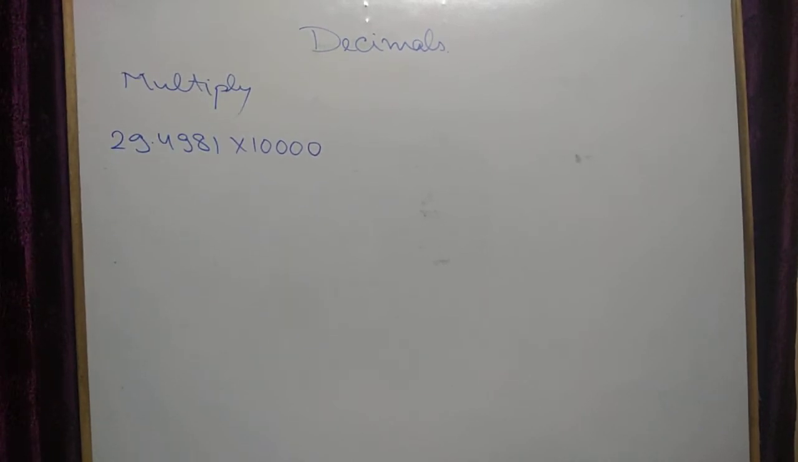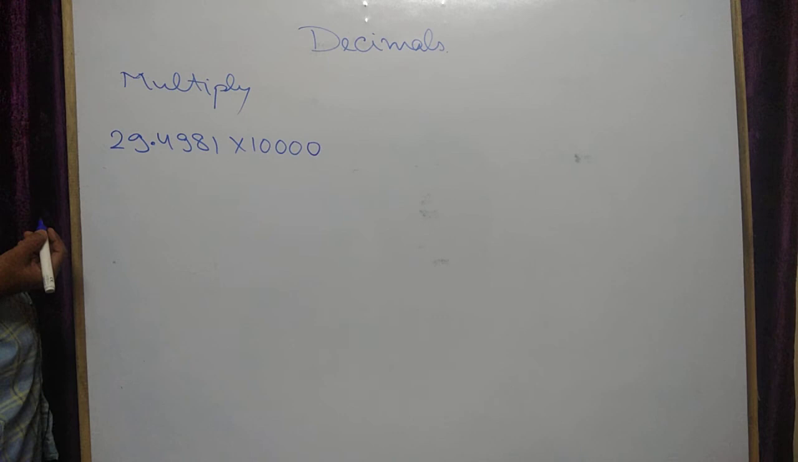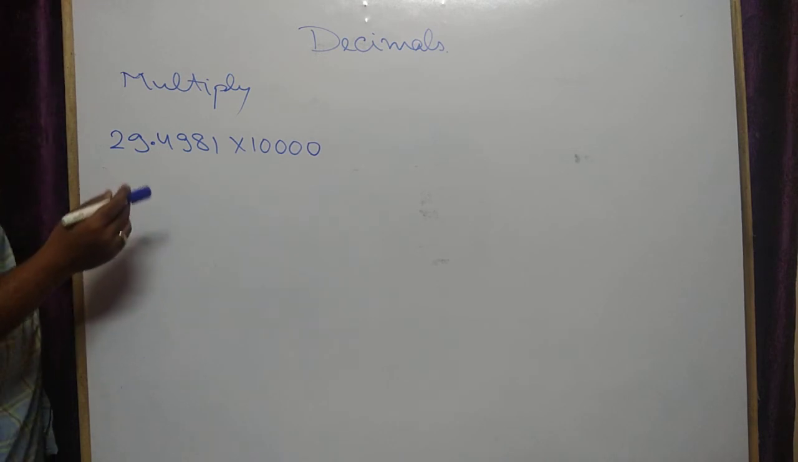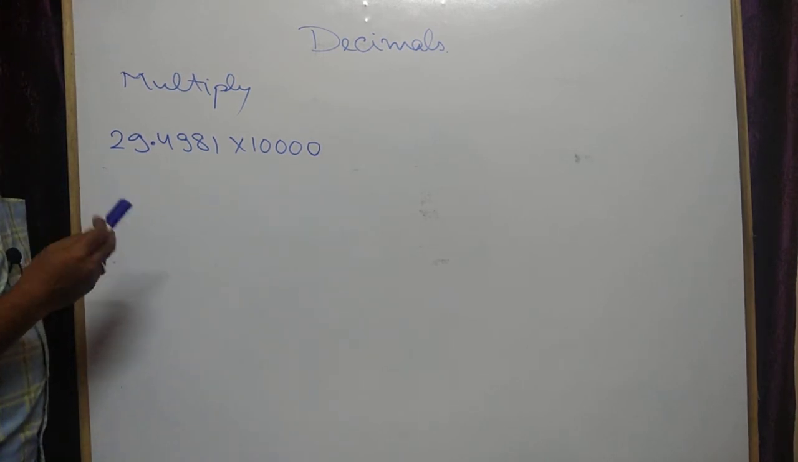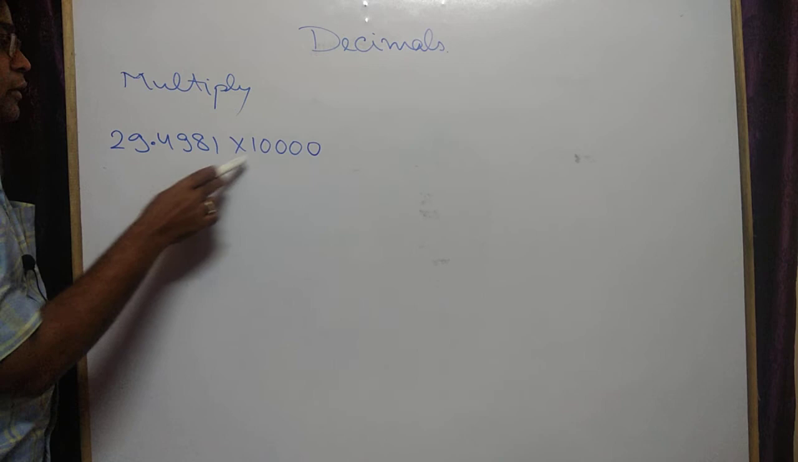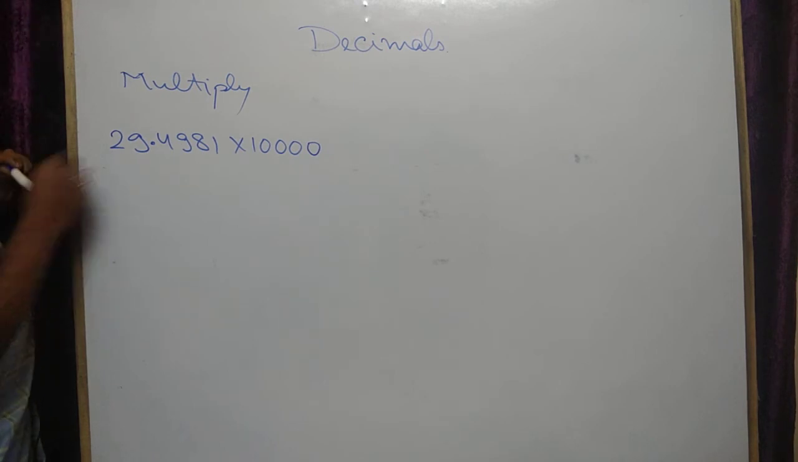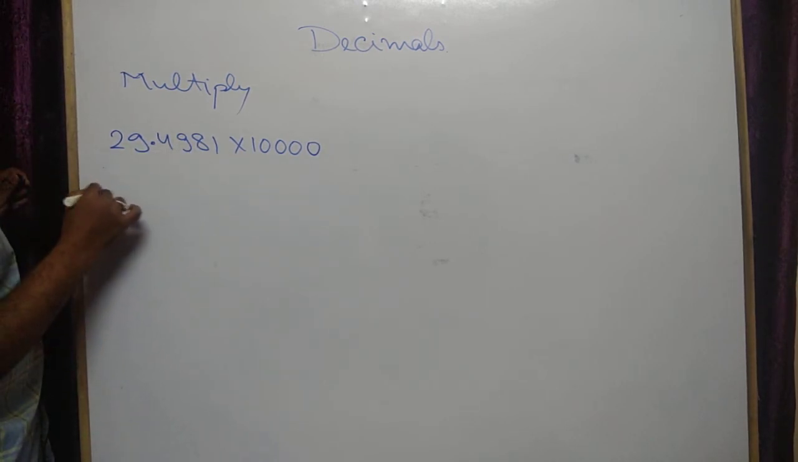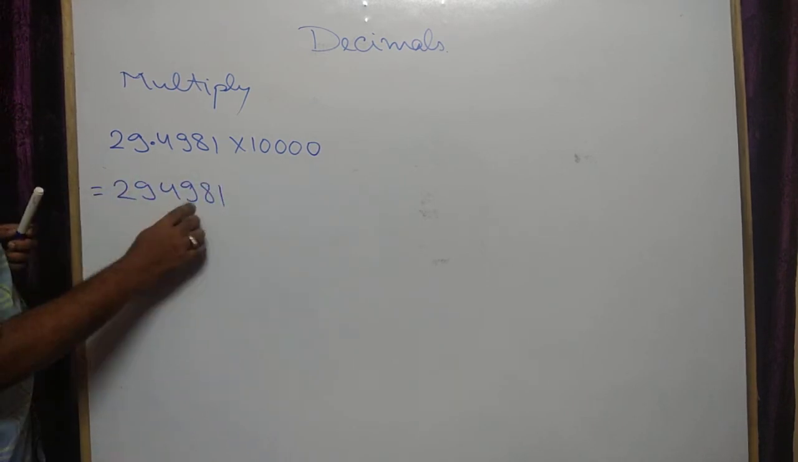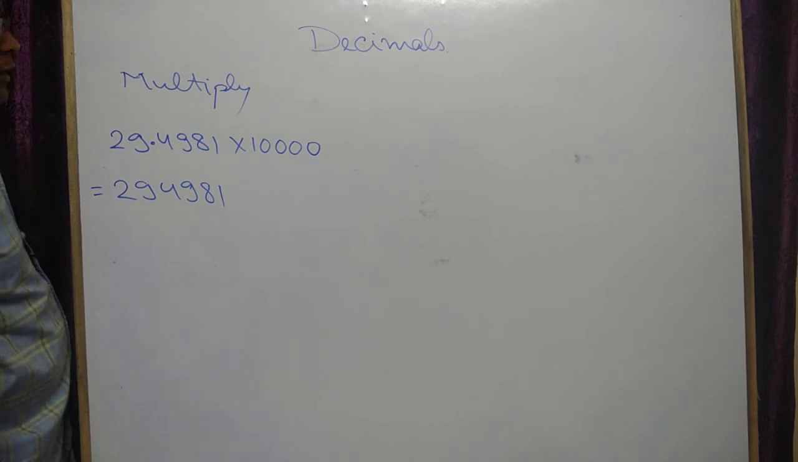Now see, in this case we have the number 29.4981 times 10,000. Remember, if we multiply a decimal number by a multiple of 10, the decimal shifts to the right depending on the number of zeros. Here there are 4 zeros, so the decimal shifts 4 places to the right, giving 294981. This is the answer.